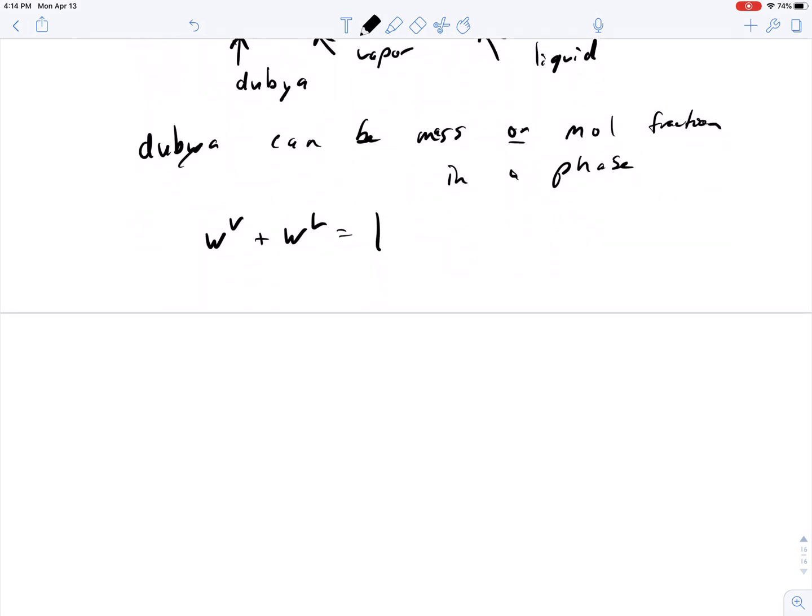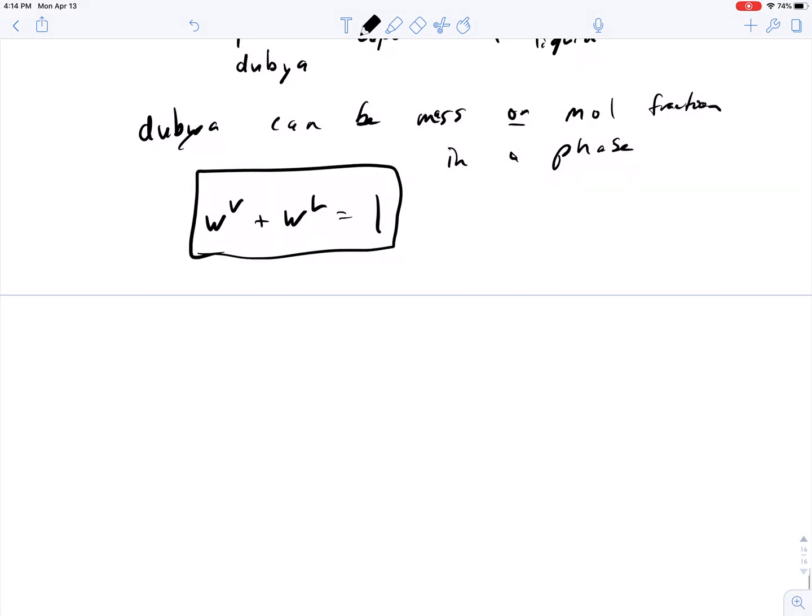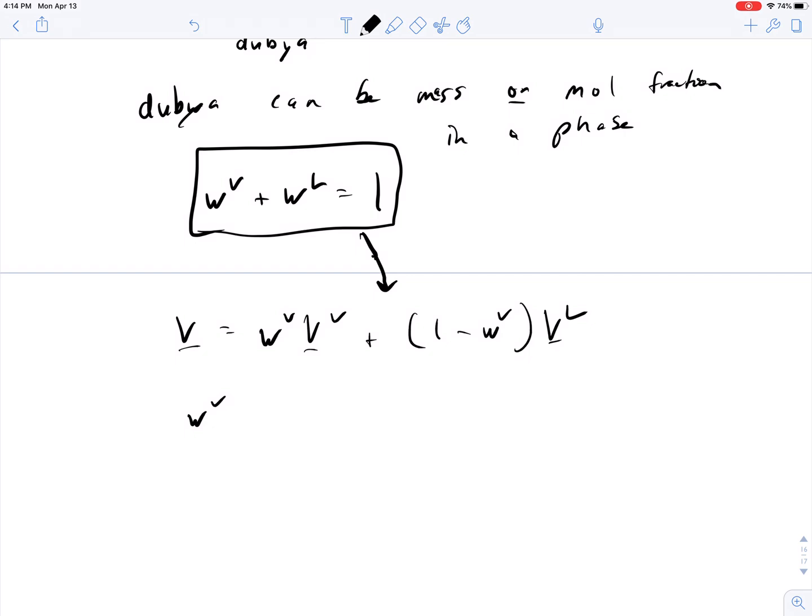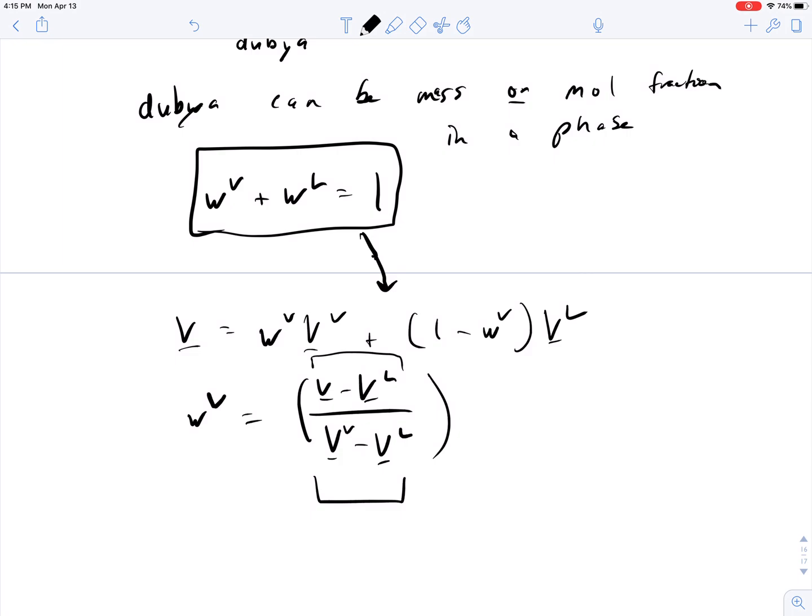And so we can use this right here to get some simple rules to help our calculations. So the overall volume, the specific volume, is equal to W vapor phase, V vapor phase, as we just discussed, plus, because they're fractions, 1 minus WV times V under bar L, where I simply rearranged this equation for WL and substituted it into our overall equation. So then we have the mass fraction or the mole fraction in the vapor phase is going to be equal to V under bar minus V under bar L divided by V under bar V minus V under bar L. So this is the total volume difference between the two points on the graph, and then this is from the center point, wherever that is, to the liquid side.